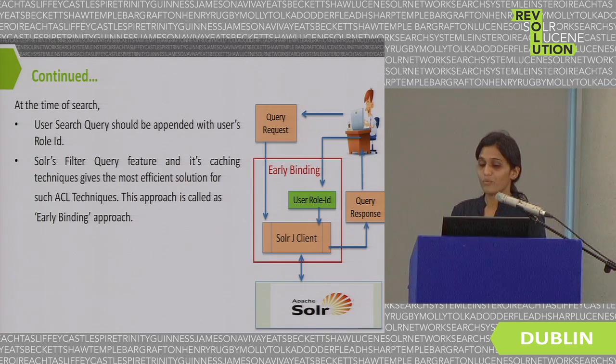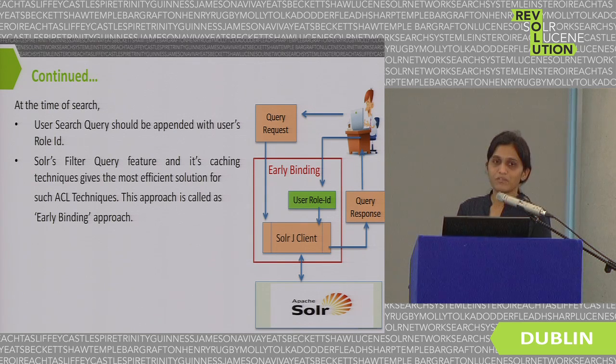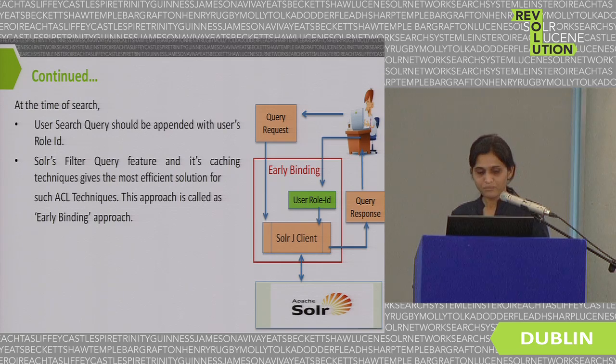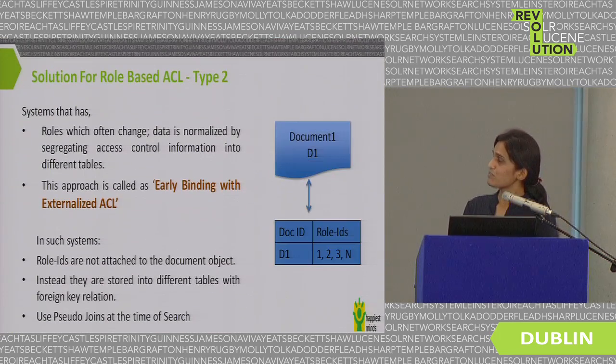In late binding, after we retrieve the search results, we then apply the filter, as we saw in the conventional solution. That is one way where we apply the filter later, which we call late binding. Here we call it early binding because we add the filter with the query request. So this is a simple solution.